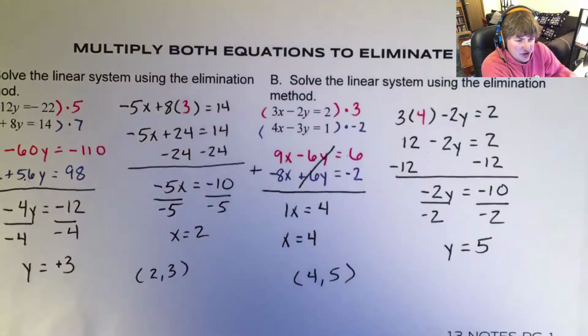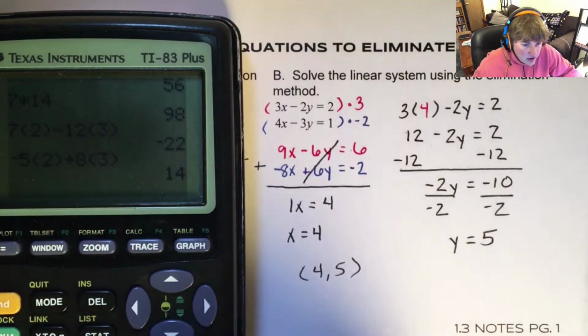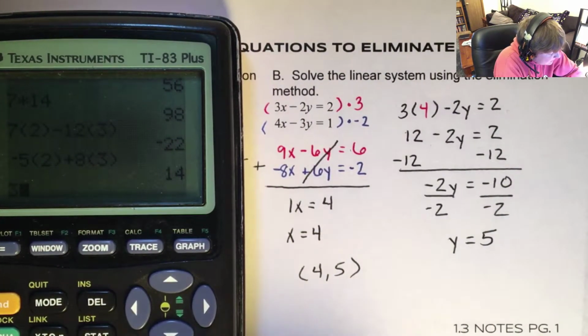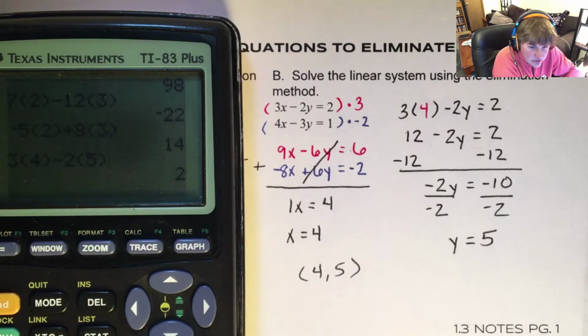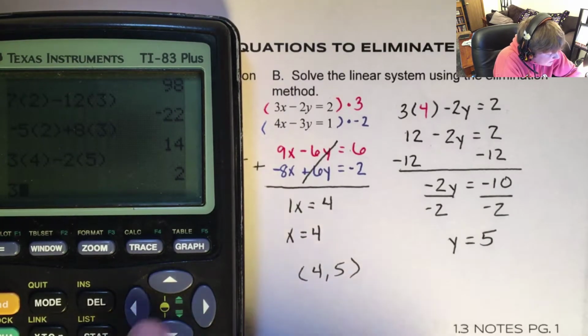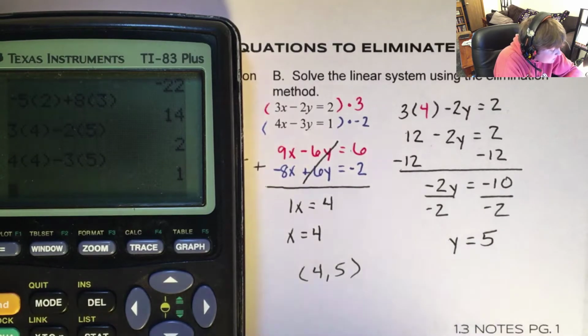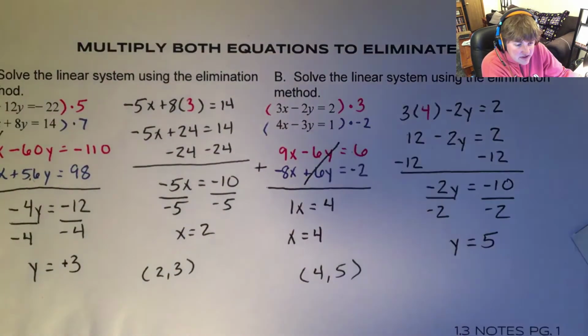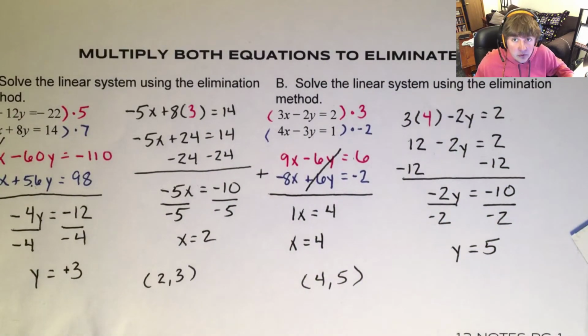Alrighty, we can just go ahead and check our work with the calculator because it really doesn't take all that much more time. So the first one is going to be 3 times 4 minus 2 times 5. And I should get 2, which I do. And then the next one is going to be 4 times 4 minus 3 times 5, not 8, 5. And that gives me 1. So that just verifies that this is my answer, and it doesn't even take that much work, which is going to be super helpful when you come to the test, right?